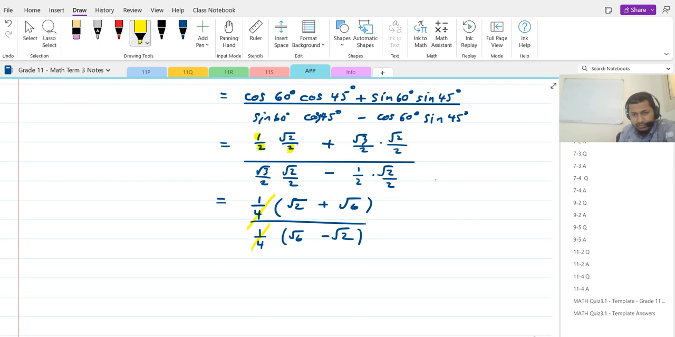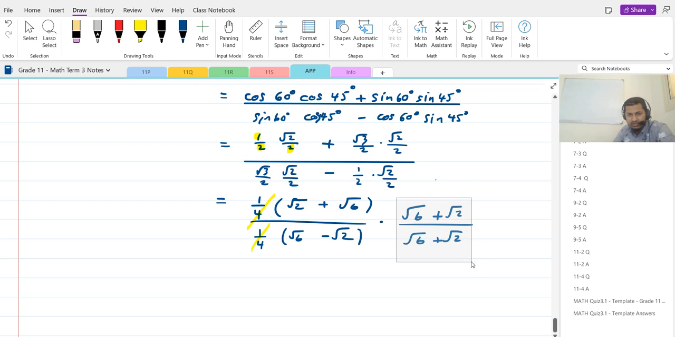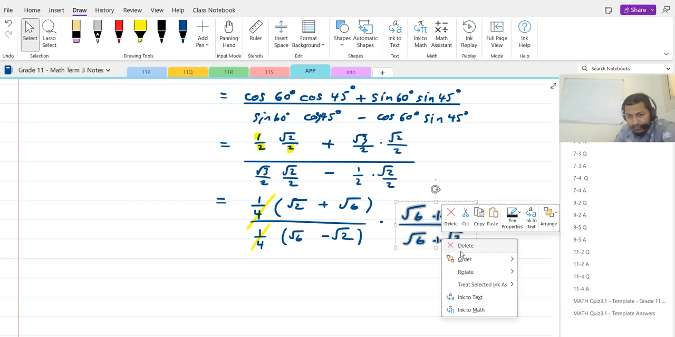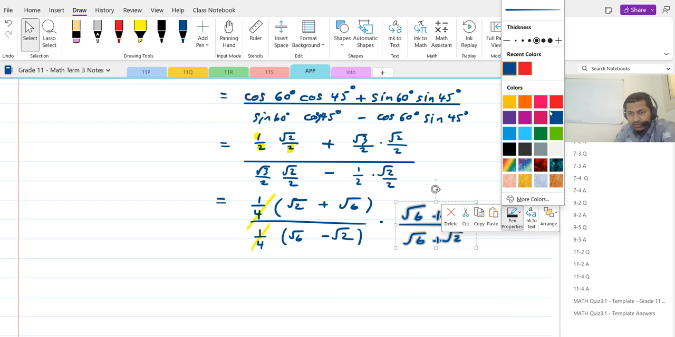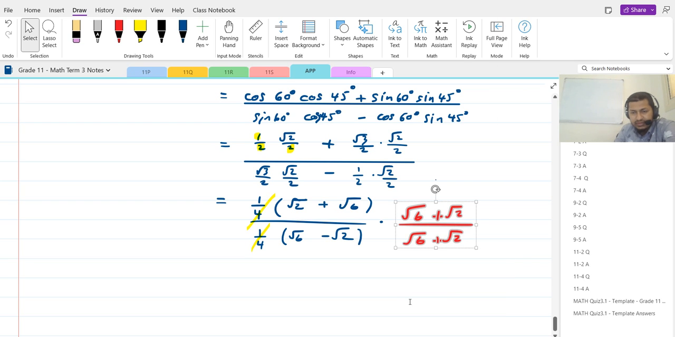Now to simplify the denominator, we're going to multiply by the conjugate, which is root 6 plus root 2 over root 6 plus root 2, because this is the conjugate. I added this plus because my denominator is root 6 minus root 2. Change the color. Alright, now let's multiply everything out.